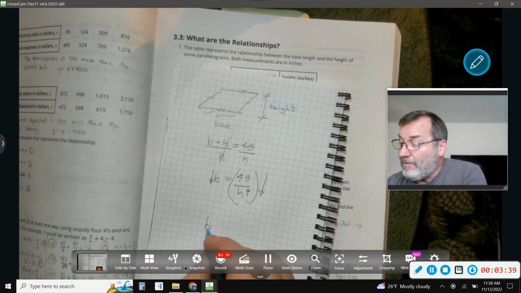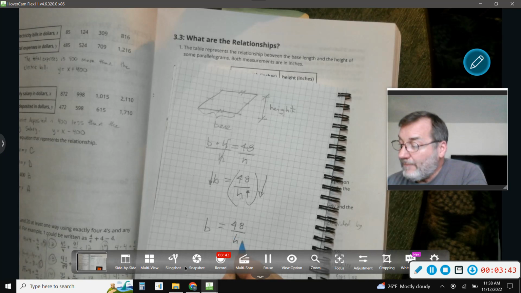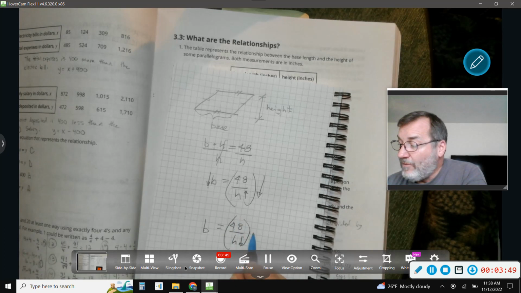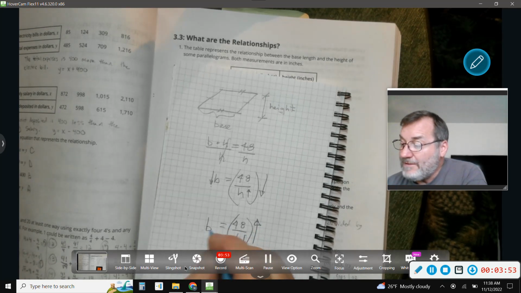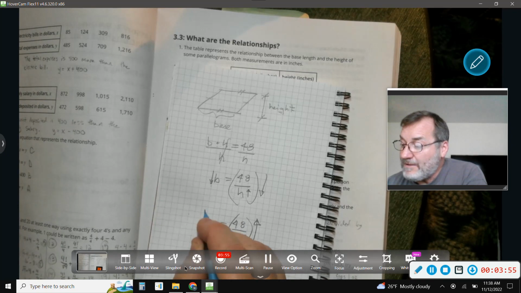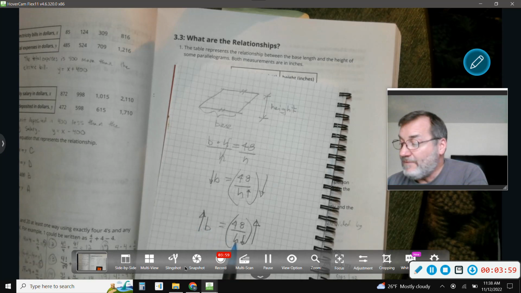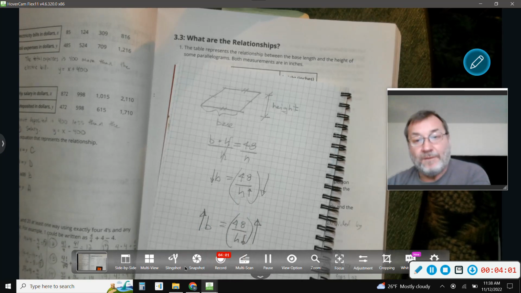If you went the other way, if the height went down and became smaller and smaller, all right, that means this overall side is going to go up and become larger, which means that since these two sides are equal, this side has to go up. So the height goes down, the base goes up. All right, so they're inversely related to each other.